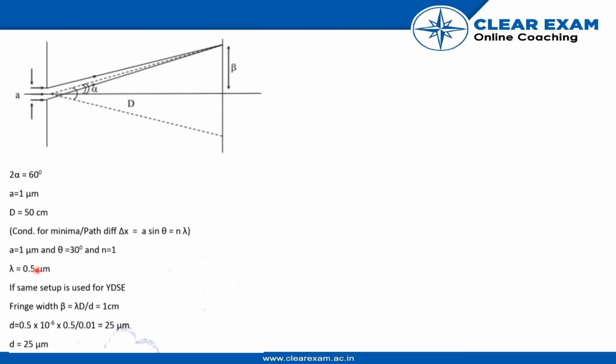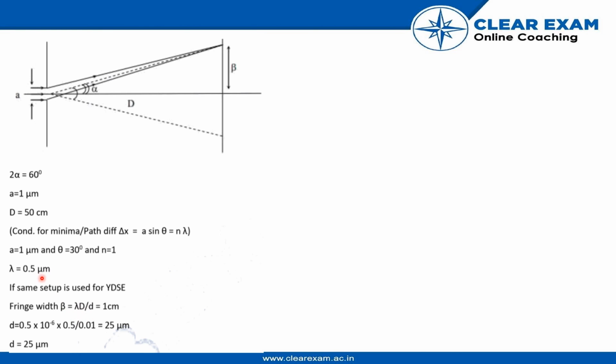Now we will use these values to find the fringe width beta in YDSE. The formula for fringe width beta is equal to lambda capital D upon small d. Given the fringe width, small d is what we need to find, right? So what we will do is cross multiply, that is take d on the right hand side and 1 centimeter to the denominator.